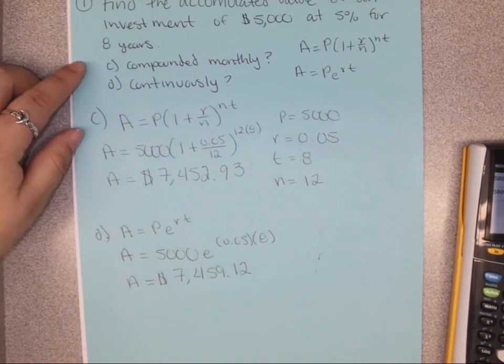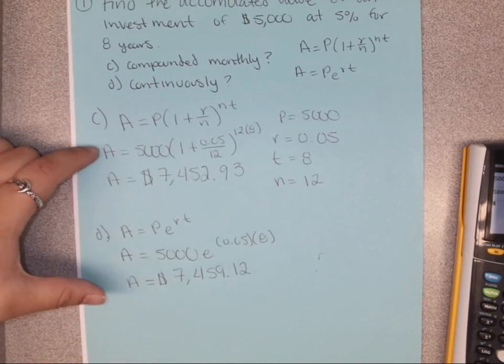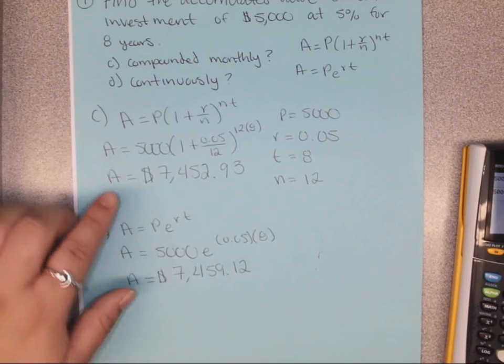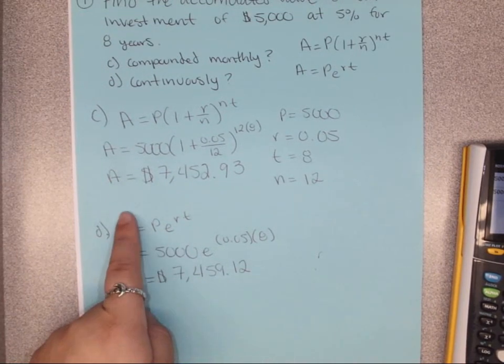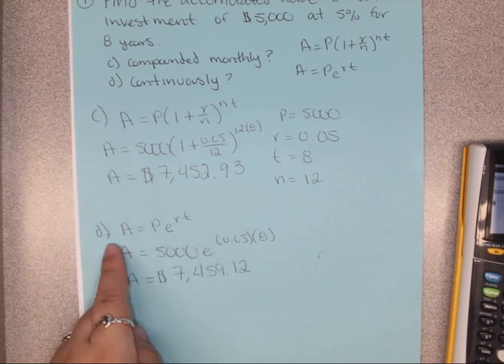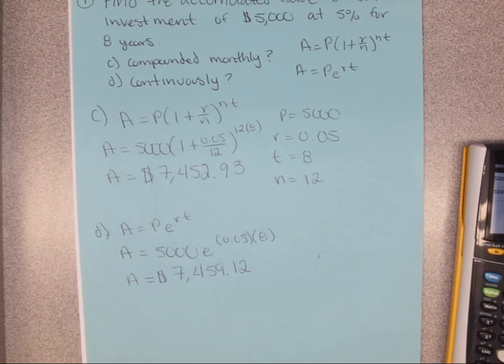As you can see, if you're talking about the same investment at the same percentage rate for the same number of years, and you compound monthly versus continuously, compounding continuously gives slightly more money than compounding monthly. Therefore, this would be the better option if you were to pick between both of them.